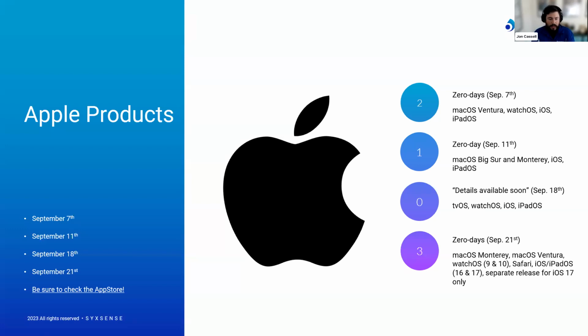And again, these were actively exploited in the wild. The wallet bug affects watchOS, iOS, or iPadOS version 16, and the image IO bug affects iOS or iPadOS version 16, as well as macOS Ventura. A few days later, on September 11th, Apple continued to patch the image IO bug on macOS Big Sur and Monterey, as well as older iOS and iPadOS versions 15.